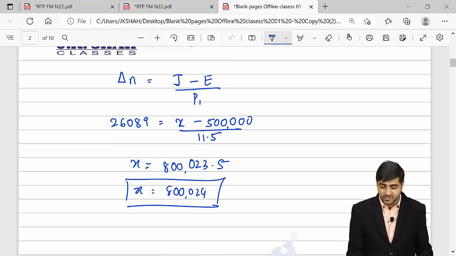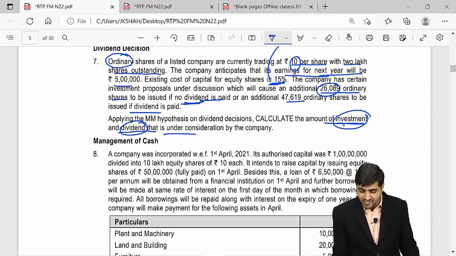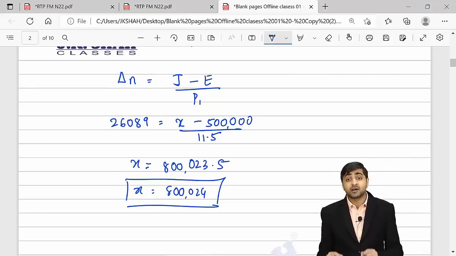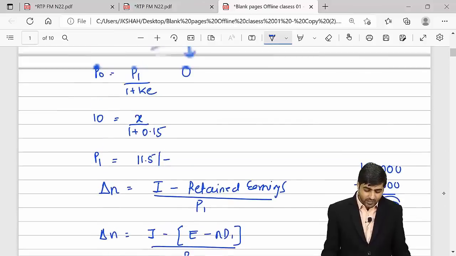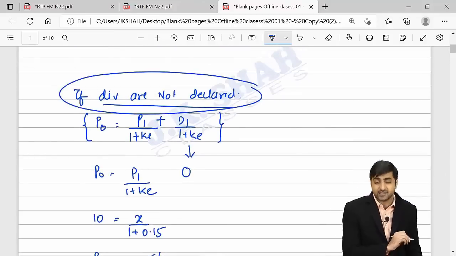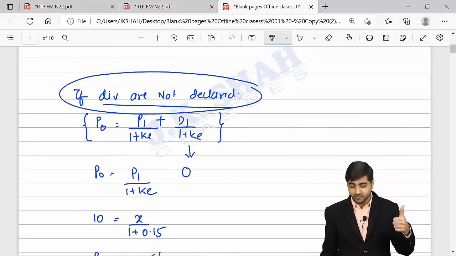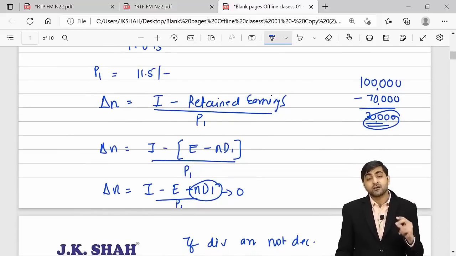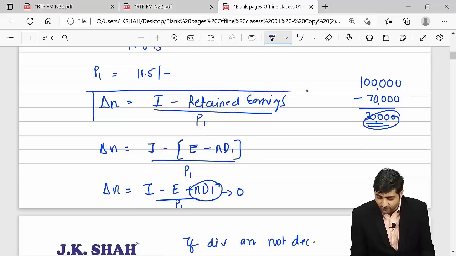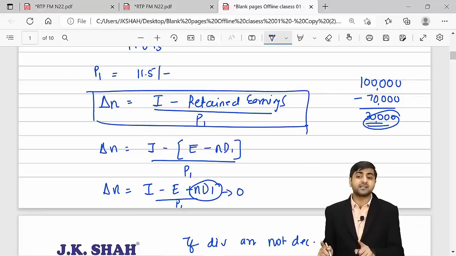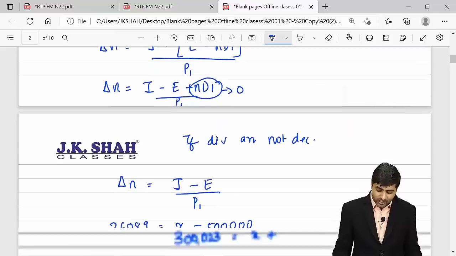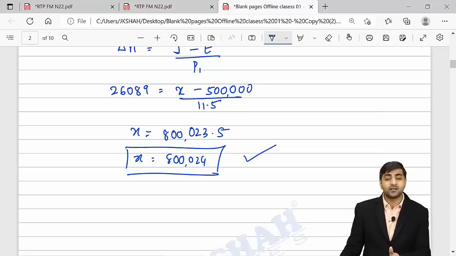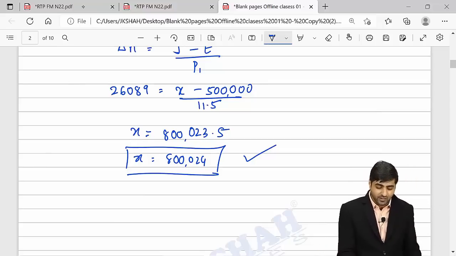So they have asked two things in the particular question. The first thing they have asked is calculate the amount of investment. So have we calculated the amount of investment, yes or no? Yes. But our approach was what? That we started with, when the company does not declare the dividend, what should be your P1? We calculated that, and then we also calculated what should be your investment by using the formula, change of N is nothing but investment minus retained earnings upon P1. So this will help you to calculate the investment which is supposed to be made at the end of year 1, that is 8 lakh and 24 rupees. So this is the first part of the question.